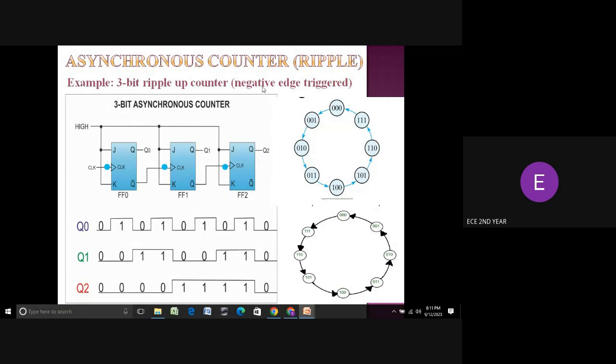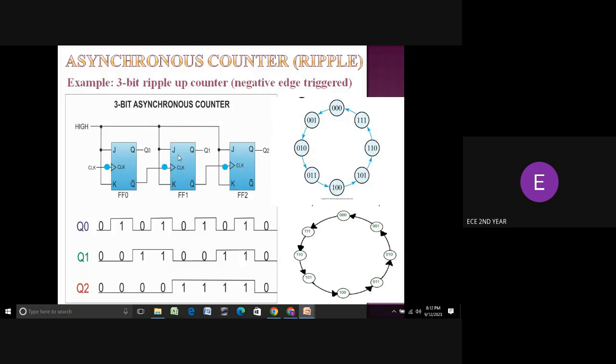It is the same for negative edge triggering and positive edge triggering, because the timing diagram will give you 000, 001, 010, and so on, counting one by one. The state table and state diagram will be the same for both. The difference will be at this bubble, the symbol of the clock. If we use positive edge trigger, then we have to take the clock from Q bar.